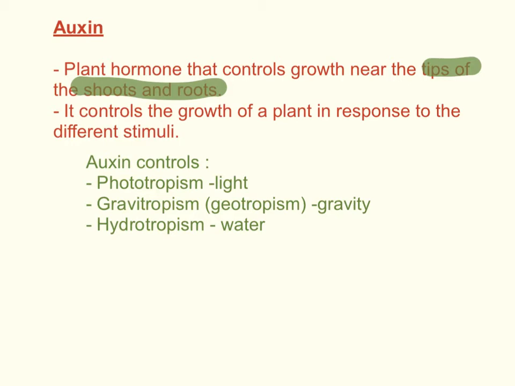We can take this one step further as well and add the words positive as well as negative. If we have a positive phototropism, this means that the plant is growing towards a light source. A negative phototropism will mean that a plant is growing away from a light source. The same with hydrotropism and the same with geotropism or gravitropism.